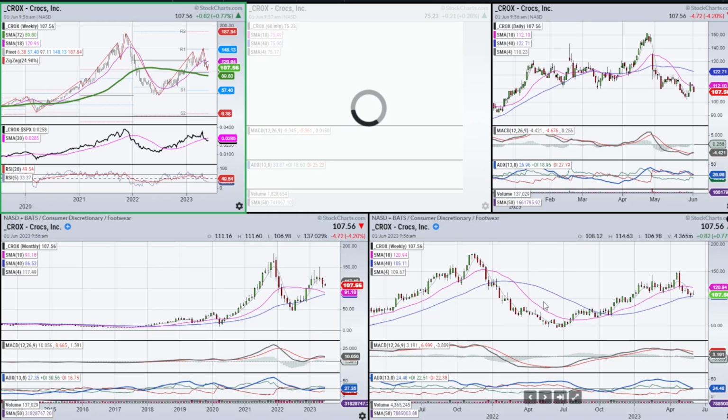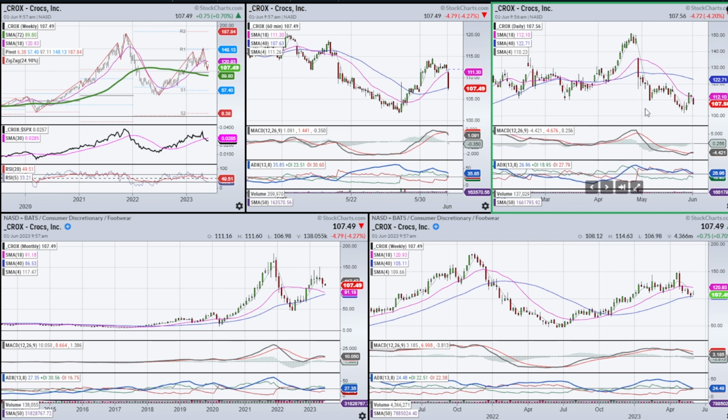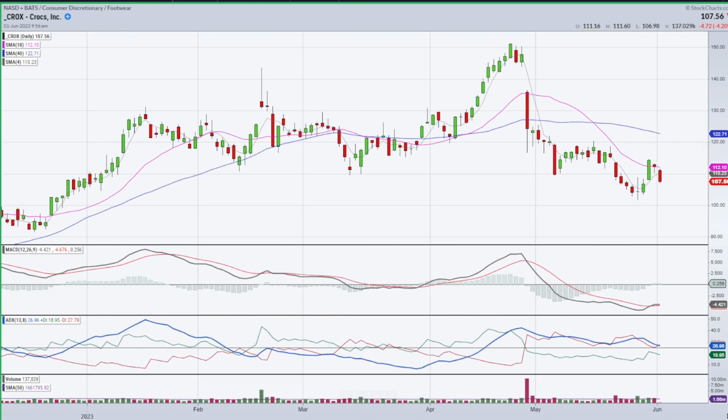All right, let's start going through a few of these symbols. Now, I do want to touch on this because I got a question from someone who's taking my course, and he's asking whether we have an undercut and rally pattern forming on this CROX on the daily chart. Now, undercut is where we break a key level and immediately reverse back up.